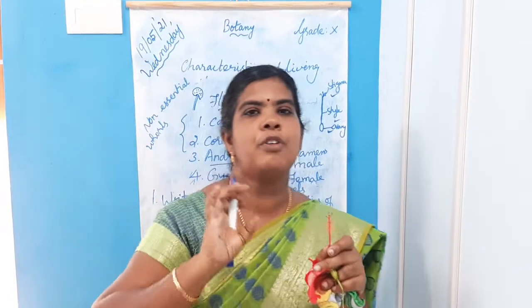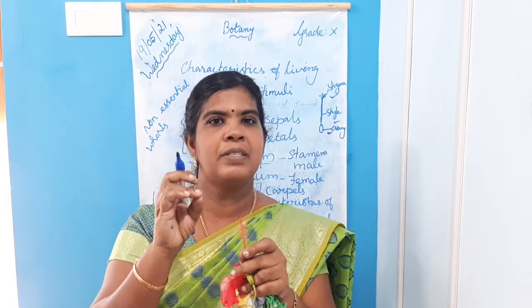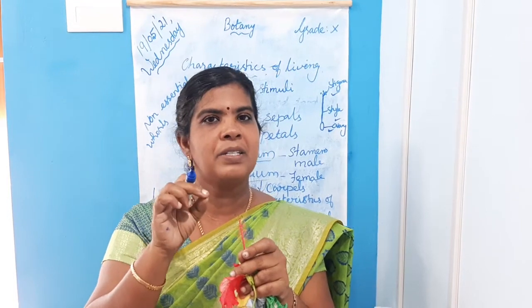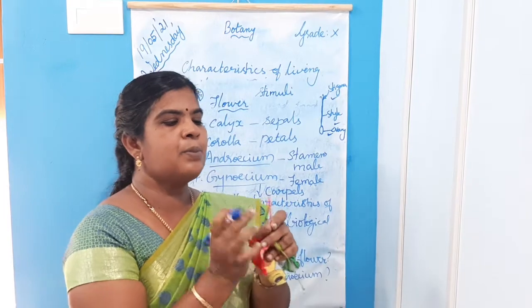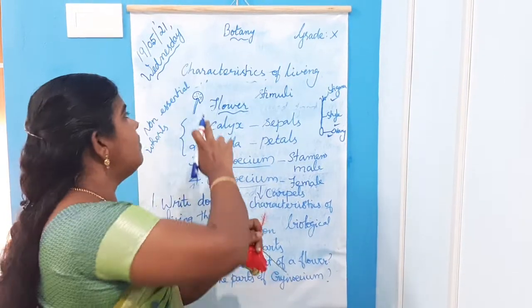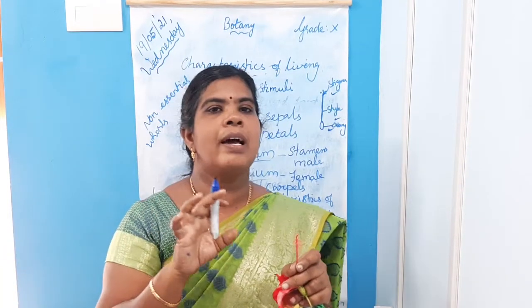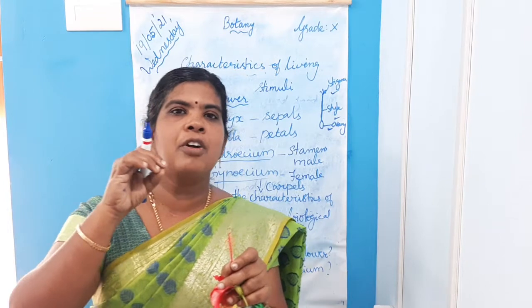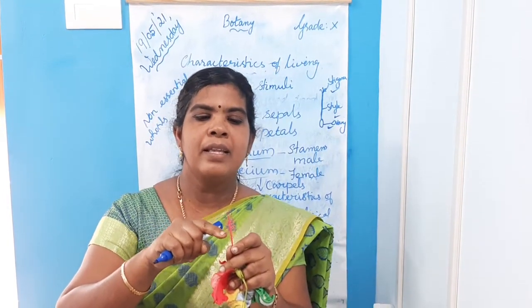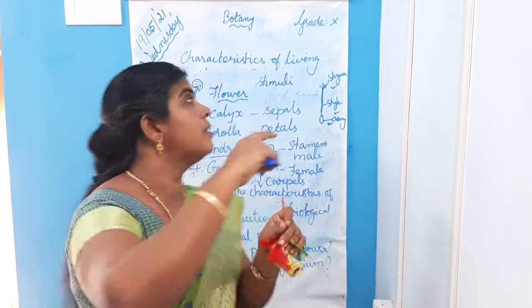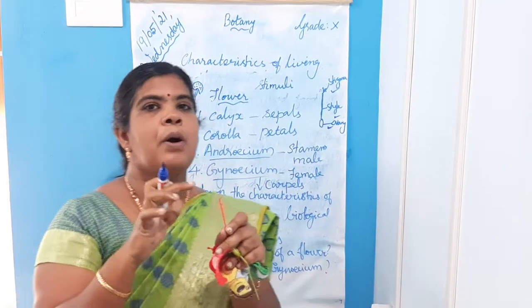Inside the pollen sac there are pollen grains, which are the male reproductive structure of the flower. The transfer of pollen grain from the anther, or anther lobe, to the stigma of the flower is called pollination.